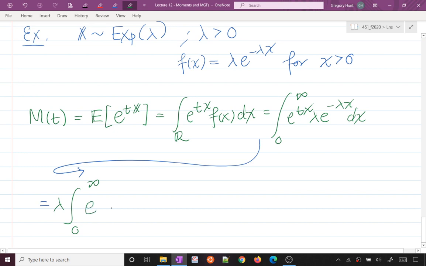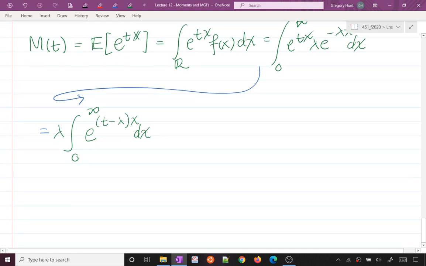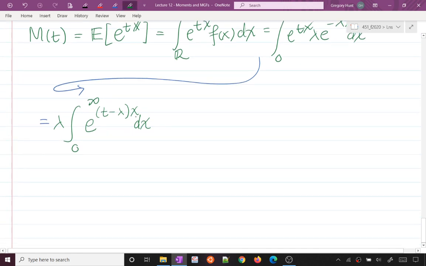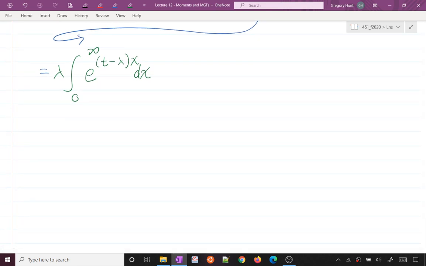We have e to the t minus lambda x dx, right? And that's an integral we actually know how to solve, right? T is just some number that's fixed. Lambda is another number that's fixed. X is our dummy variable in our integral. We have to be a little bit careful in this case. So let's say if t is bigger than or equal to lambda, then e to the t minus lambda x.